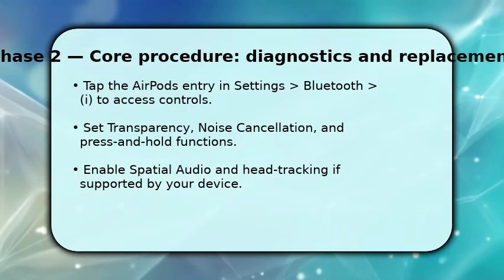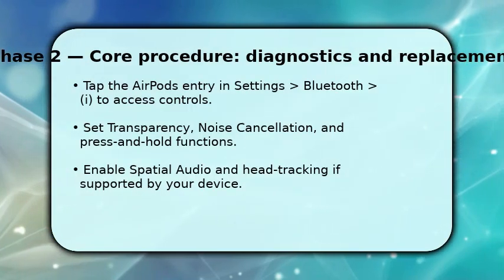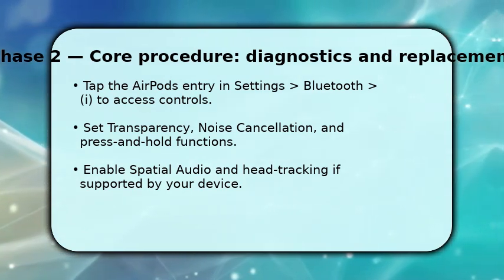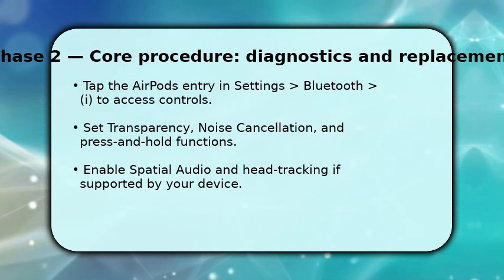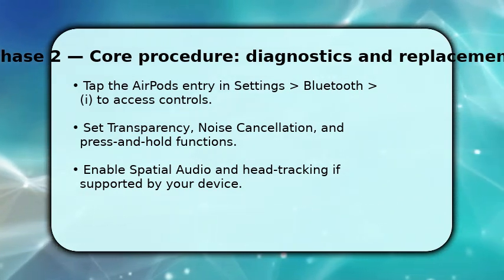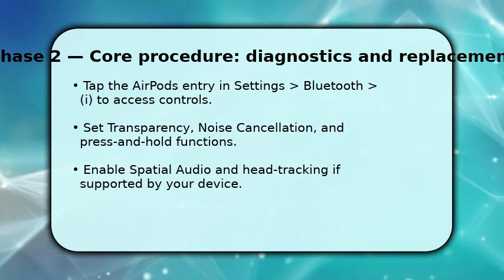You now dive into customization. Tap the small eye next to your AirPods in Settings Bluetooth to view all options. Here you choose noise cancellation or transparency and assign press and hold to switch modes or activate Siri. That's how you control ambient sound quickly.